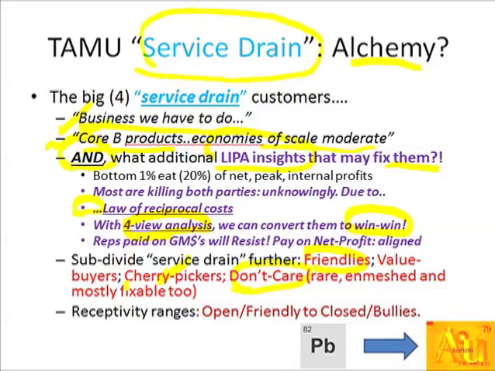So we've got a subdivision there, and then as far as just how emotionally receptive people are, again, we can go from very open friendly to people who are frankly very close-minded and frankly bullies and sort of intimidating. So here's a question: how do we take lead, that's element number 82 in the chart, and turn it to gold, which is element number 79?